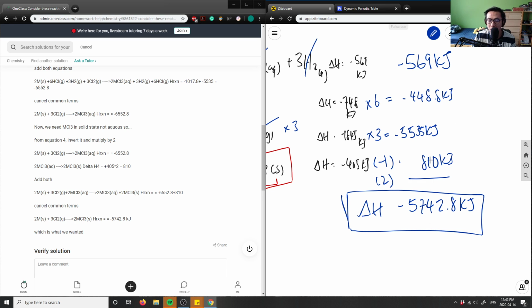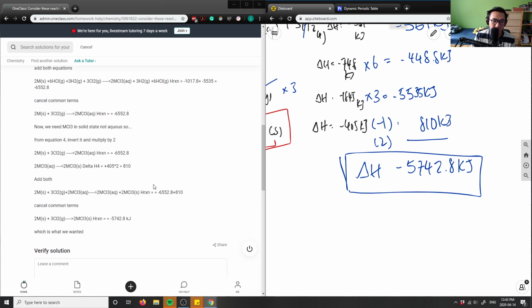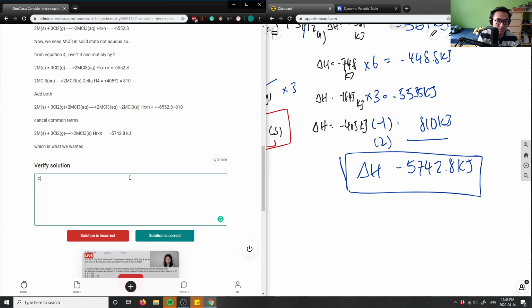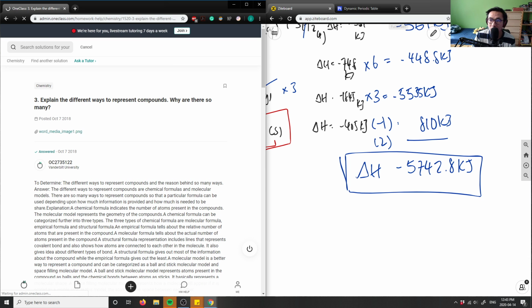So that here is our final equation. I actually did my math wrong here. I didn't use a calculator for this, so of course, silly me. 405 times 2 here is 810. Negative 405 times negative 1 times positive 2 is 810 kilojoules, which is the correct answer. So this here is a correct solution. Perfect solution and analysis. My bad for that. Sorry, guys.